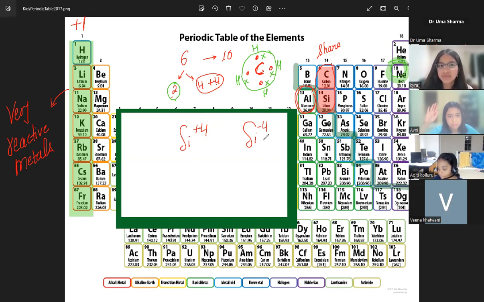Yes, Avni. So, you can go, Kaira. So 3 and negative 3 would be the max, right? Yes, max. Yes, okay, in the monoatomic ions.